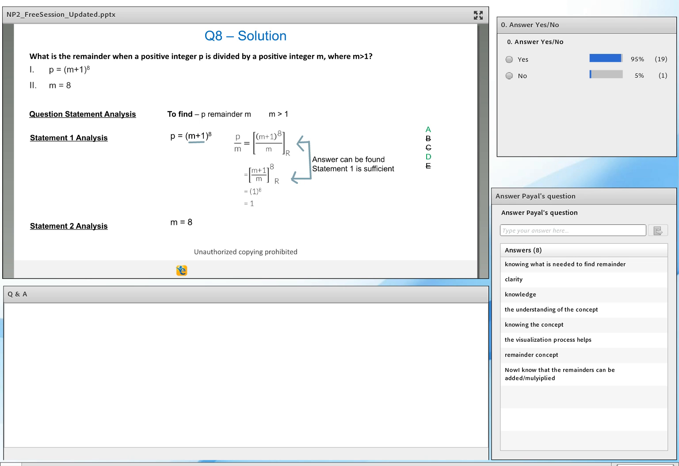Statement 2, M is equal to 8, tells me nothing about P. So I really can't do anything with statement 2. Statement 2 is not sufficient. The correct answer is A.